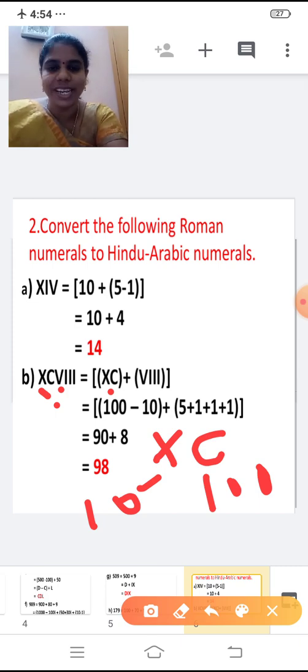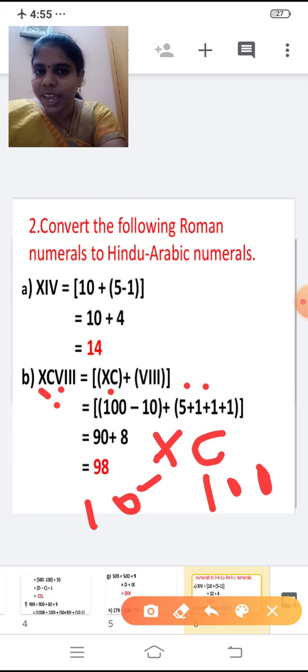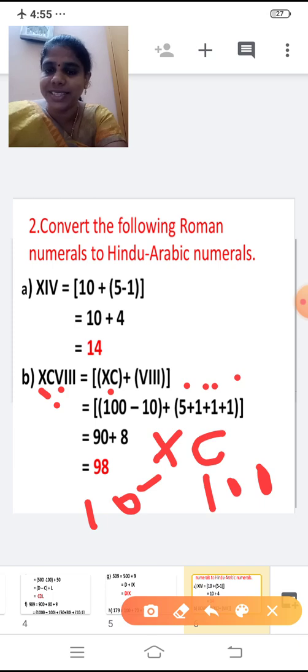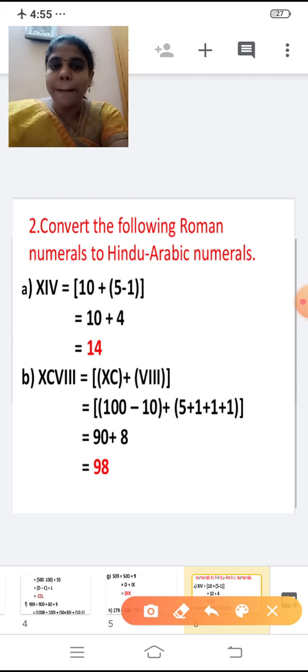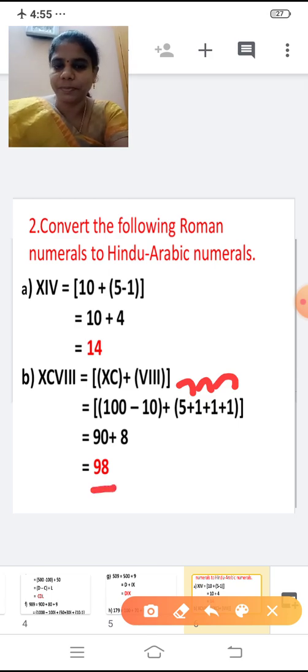So 100 minus 10. See, value of C is 100 minus 10 plus what is the value of V? 5 plus I 1. Again one more I 1. One more I 1. Now add all together. 100 minus 10 is 90 plus 5 plus 1 plus 1 plus 1. 5 plus 1, 6. 6 plus 1, 7. 7 plus 1, 8. So 90 plus 8, 98.